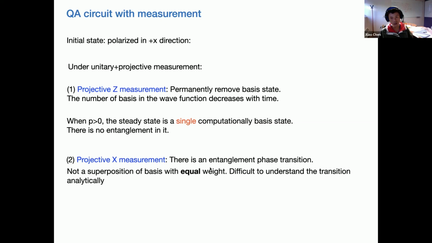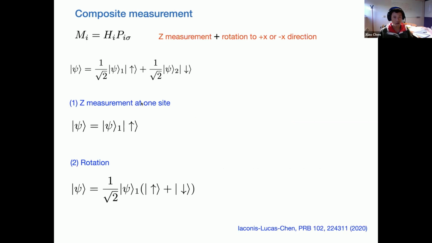So we will construct a very special measurement gate to allow us to understand the physics analytically. The gate is very simple. We first do a Z measurement, and then after the projective Z measurement, we perform a rotation to the plus X or minus X direction. We define this to be a composite measurement, so every measurement is followed by a rotation. This is a single qubit Hadamard rotation.